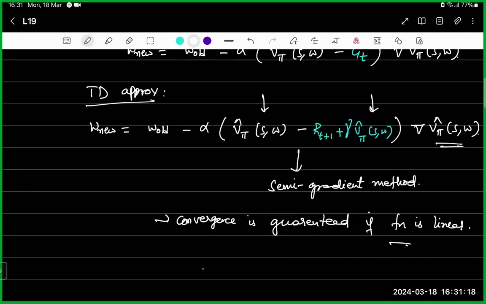I think the book, chapter 9, section 9.3, has a lot of detailed analysis on this. It takes the linear case and shows that this particular iterative algorithm will converge to something, and it also derives a bound on how far this WTD will be from the W star. Like, the difference between WTD and W star is not too much. The book has derived that guarantee in section 9.3. You can have a quick look at it if you are curious about what the result tells. Okay.